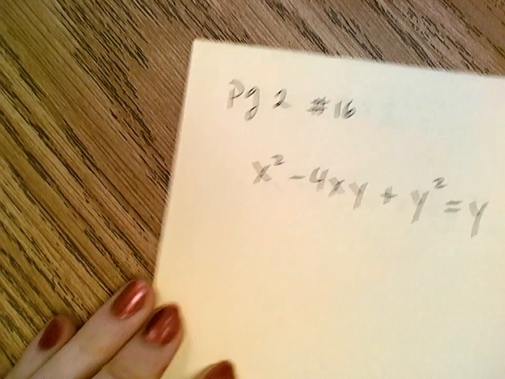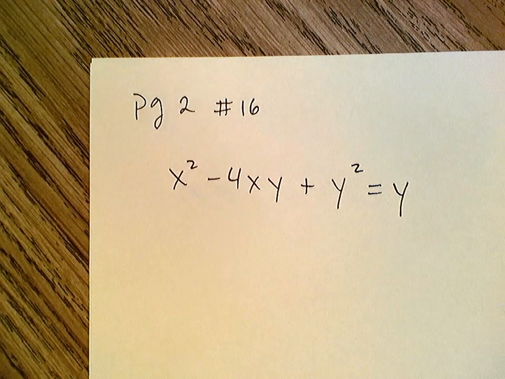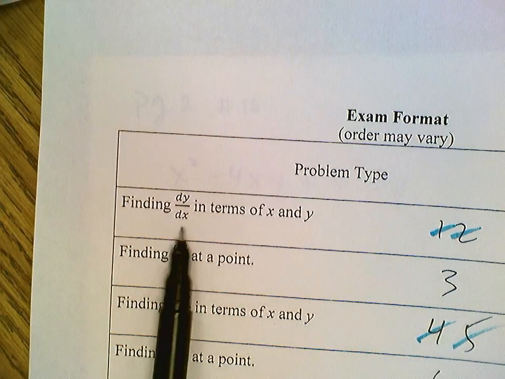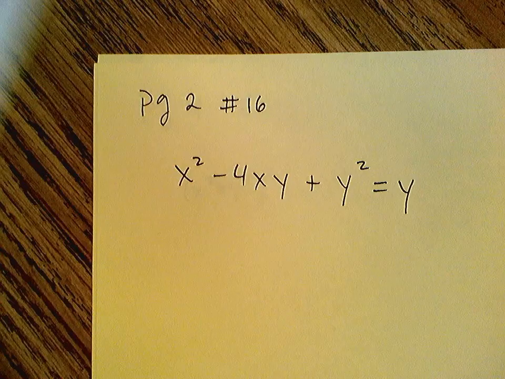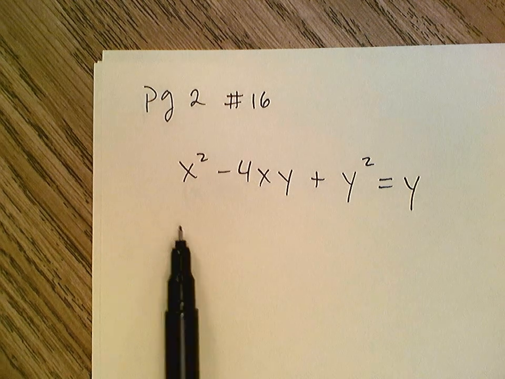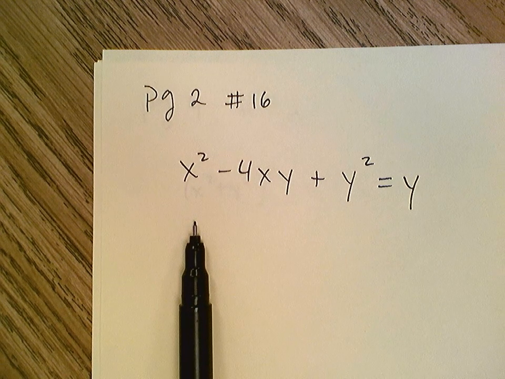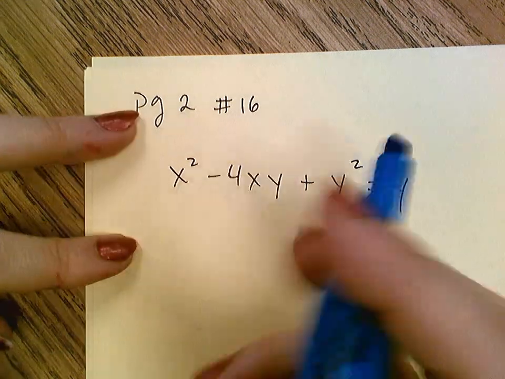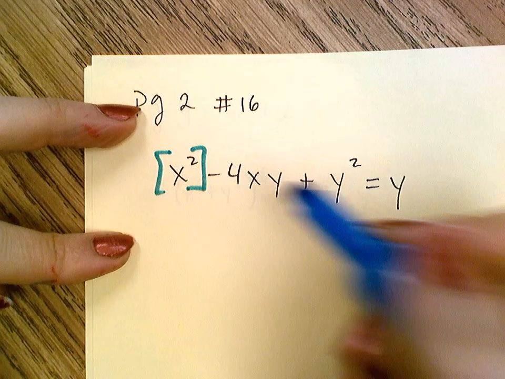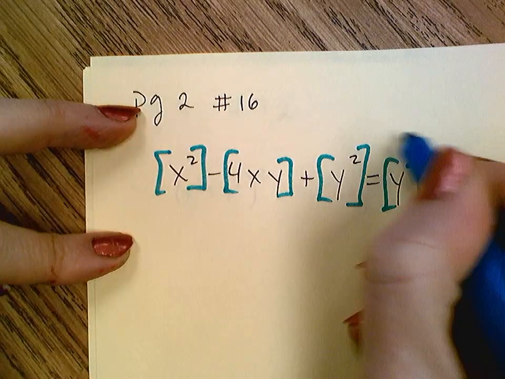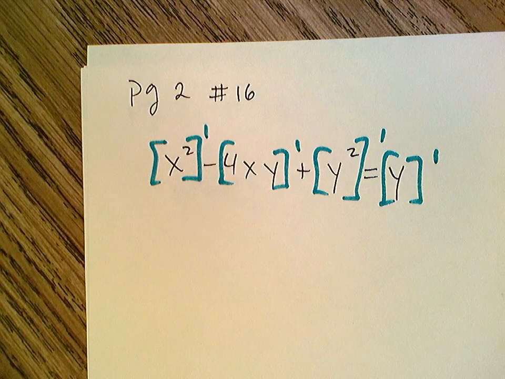The next problem we'll do is on the same page, and it's number 16. This is the same topic. We are finding dy dx in terms of x and y. So in terms of x and y means you solve for dy dx or y prime. So what I'm going to do is find all of the terms, and this is optional, but I think it might help people, I'm putting brackets around all of the terms.